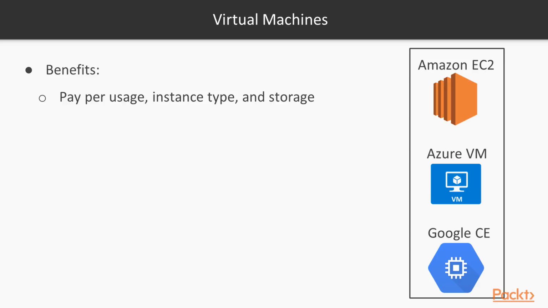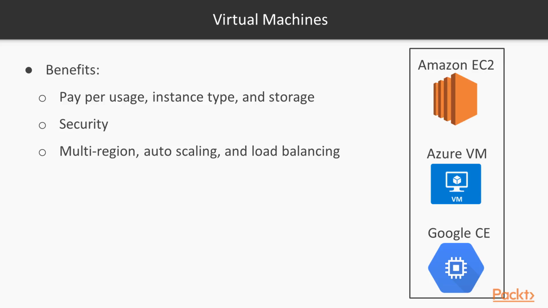Virtual machines also provide security, which is managed by the cloud provider. In addition, they provide multi-region, auto-scaling and load balancing, again managed by the cloud provider and available almost at a button click. There are many virtual machines available, for example, Amazon EC2, Azure VMs, or Google Compute Engine. However, they do have some drawbacks.